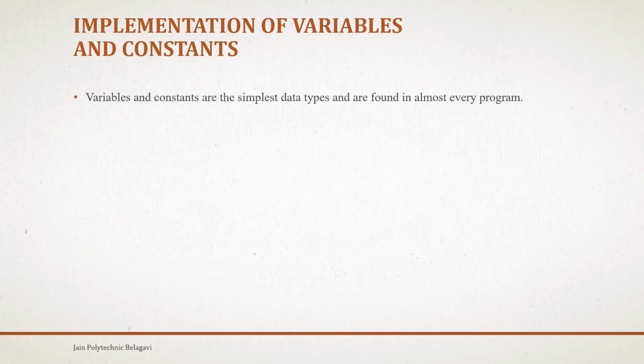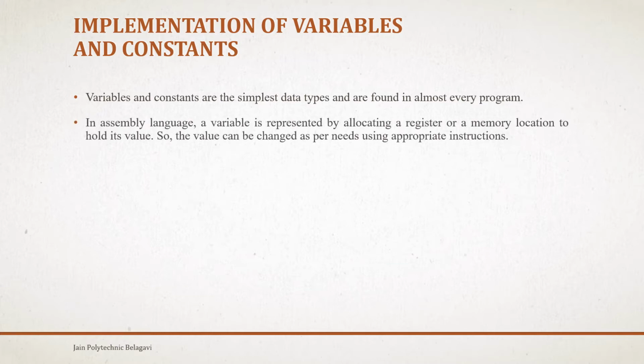So variables and constants are the simplest data types and are found in almost every program. As you know, constants and variables, as in a C program, are found in every program. The value of the variable goes on changing. Now in assembly language, a variable is represented by allocating a register or memory location to hold its value.